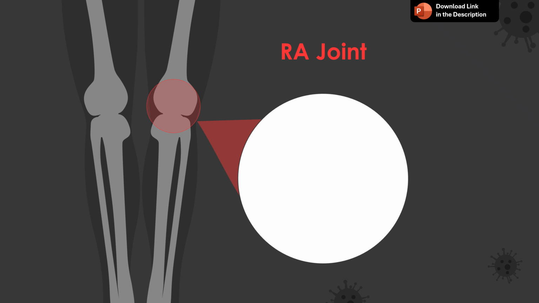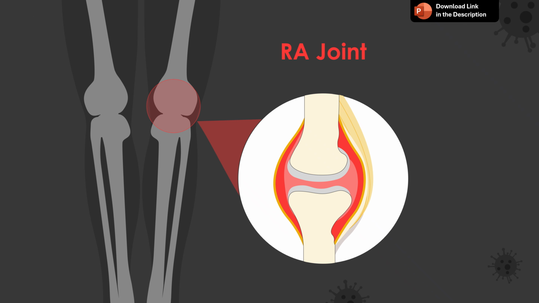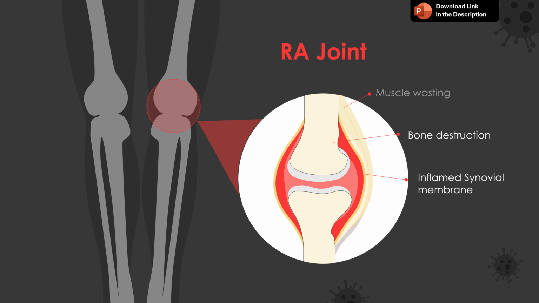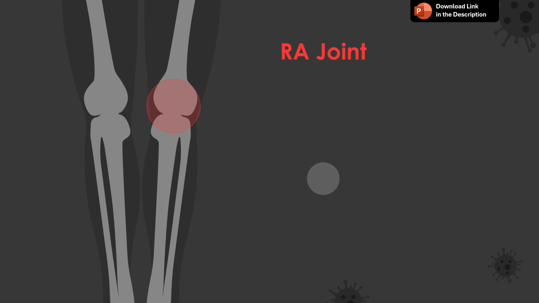In rheumatoid arthritis, pathological changes profoundly alter joint architecture. Chronic inflammation of the synovial membrane leads to hyperplasia. Concurrent bone destruction occurs through osteoclast activity, while muscle wasting, or atrophy, develops due to chronic inflammation and disuse. Together, these processes culminate in irreversible joint damage and functional impairment.